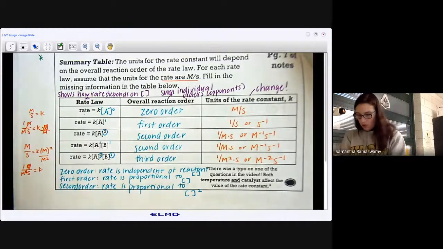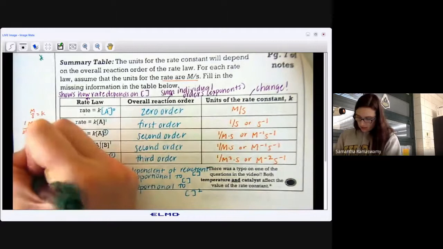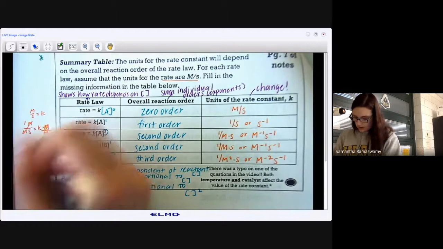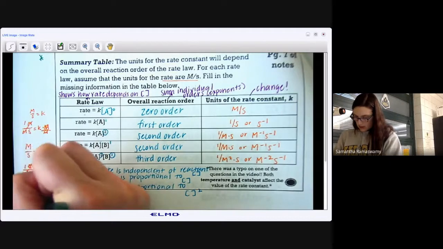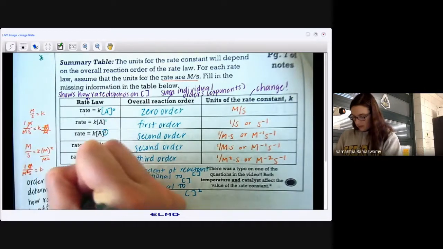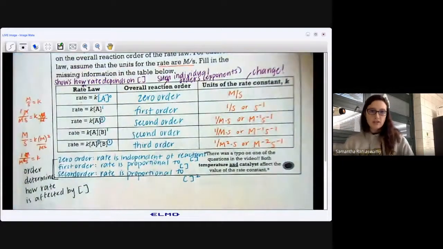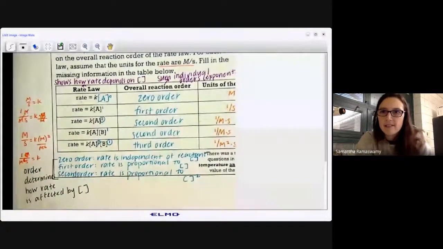So again, the whole point of looking at these orders down here, we remember that order determines how rate is affected by concentration. So the reaction order determines how the rate is affected by the concentration, or is it affected at all? So that's the summary table that's on page 7 of the notes.